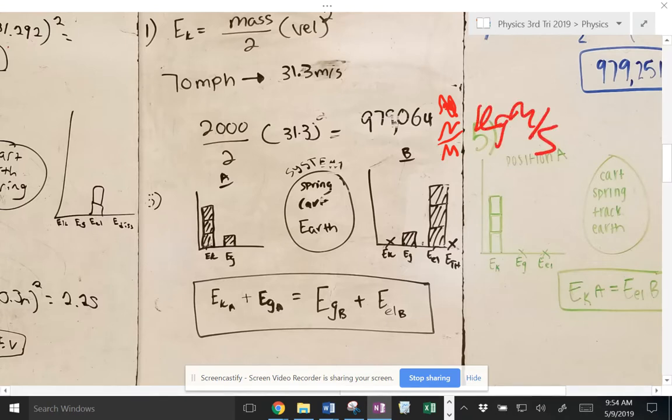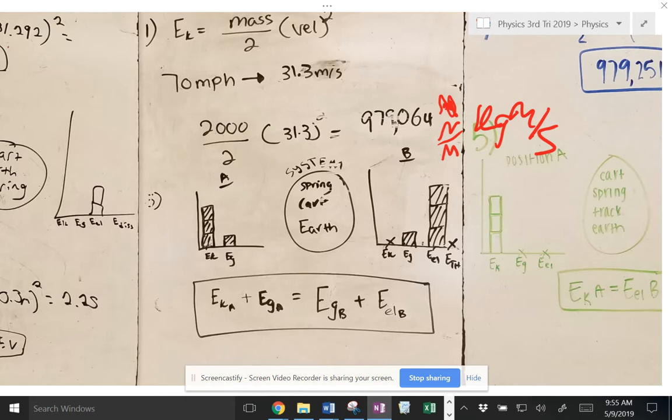Because you took kilograms times meters per second. Whoa, look at them scribbles. Yeah, that's what happened. You took kilograms times meters per second. Isn't that right? It is right. Okay. Did you take kilograms times meters per second? Yeah.